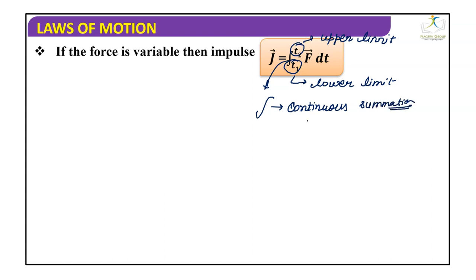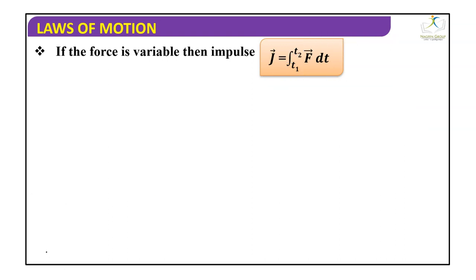Continuous summation means a change occurs, when a change occurs in the minute to measure. That must be continuous in nature. The area under the F-t graph gives the impulse.